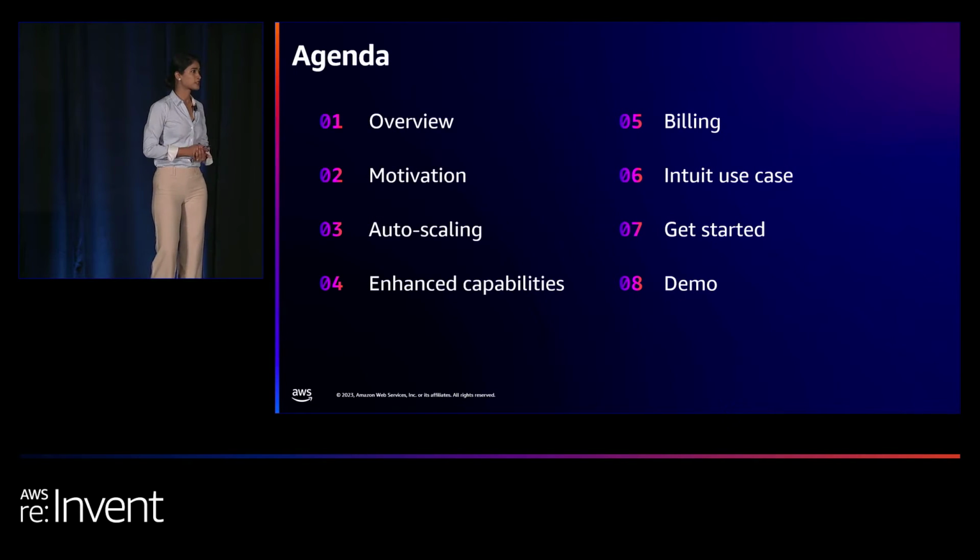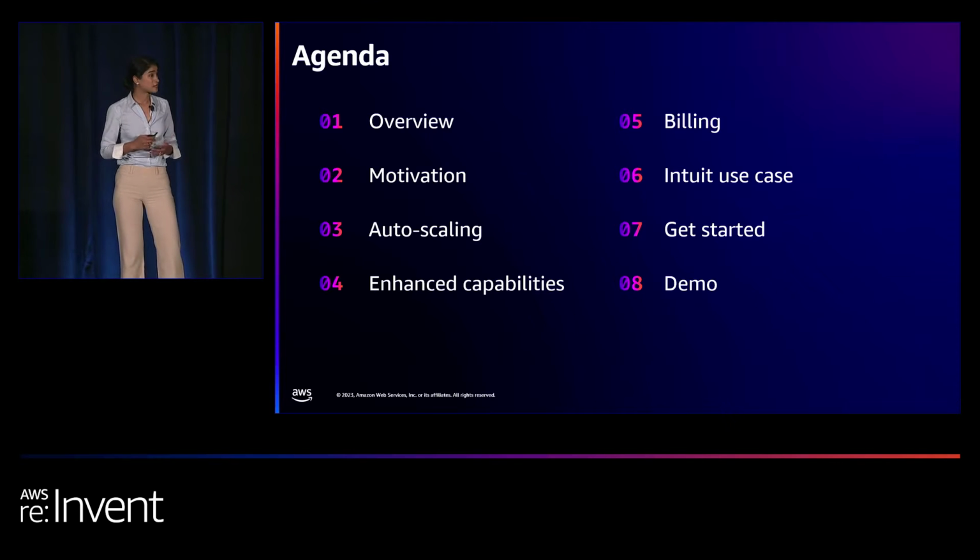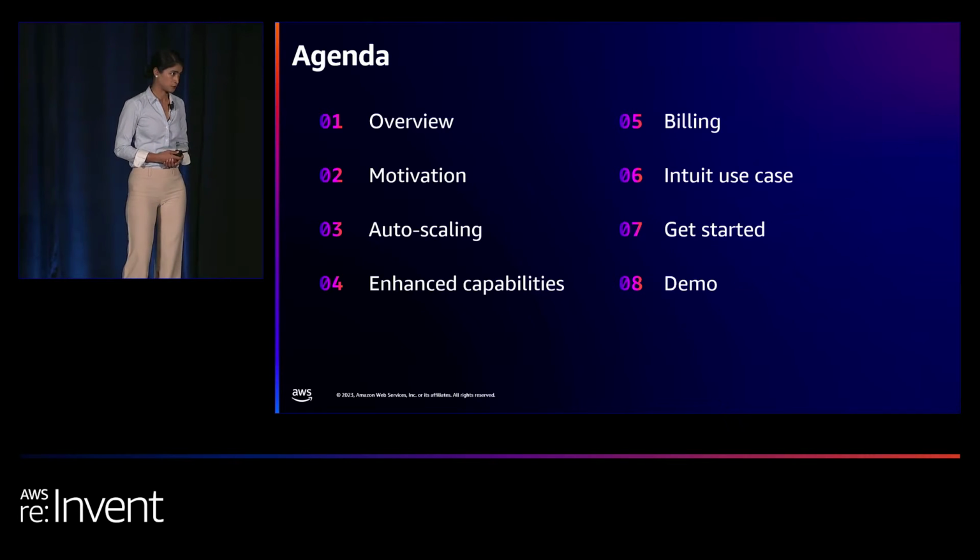We're going to talk about how Aurora Serverless V2 can help you reduce your operational complexity for managing database capacity and save on cost. So just a high-level overview of what you're going to see in the next 45 minutes to an hour. We're going to start off with an overview and motivation to set the context with how Aurora Serverless V2 can help you. And then we'll jump directly into the auto-scaling capabilities of Aurora Serverless V2.